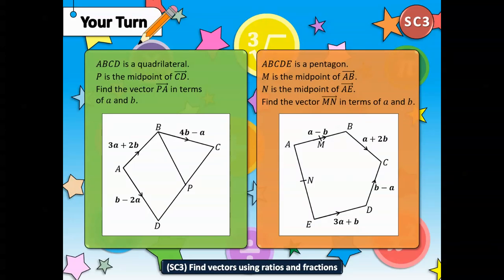Here are some questions for you to have a go at. Pause the video, and when you're ready to mark your work, press play. Here are your answers.